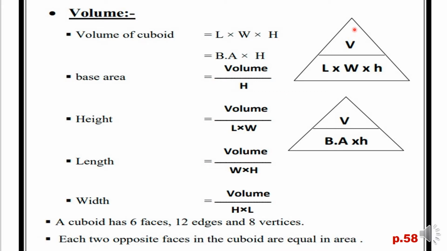This is the first rule, and this is our magic triangle. So to get the volume of the cuboid, it's equal to length times width times height. To get the volume, hide the volume, and it's equal to length times width times height.